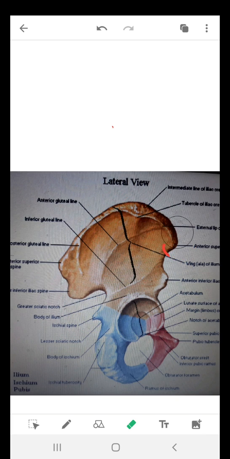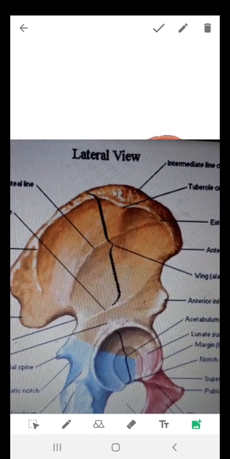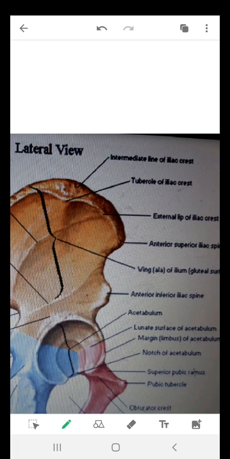So let's look at some of the features of this iliac crest. If you look at this, it has different parts. Let's make use of this labeling. You notice that there's an external lip of the iliac crest. So the iliac crest has an external lip and an intermediate line. Okay, an external lip and an intermediate line.